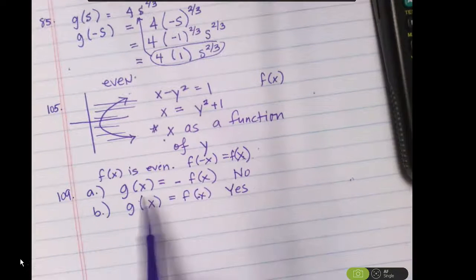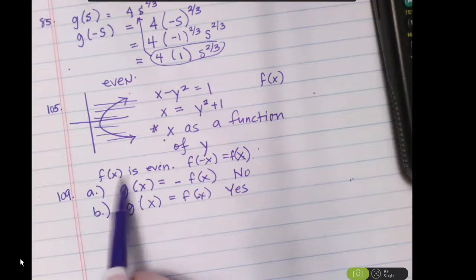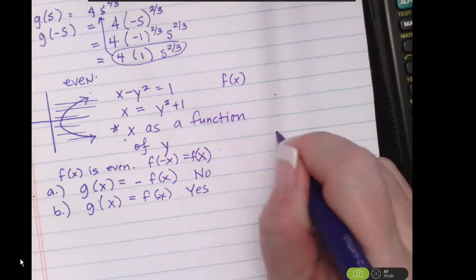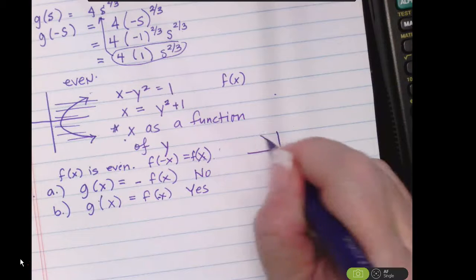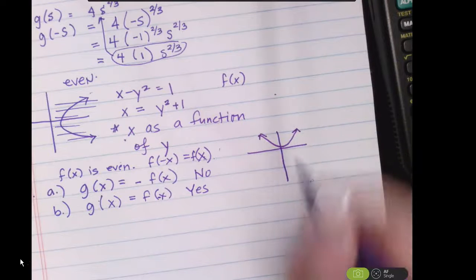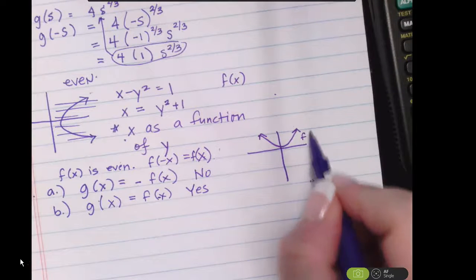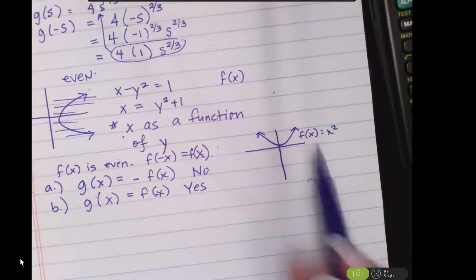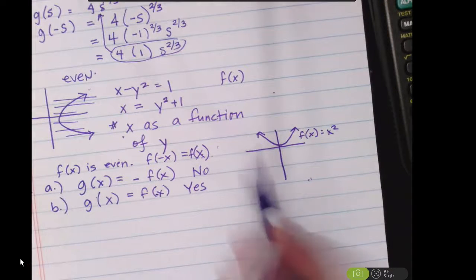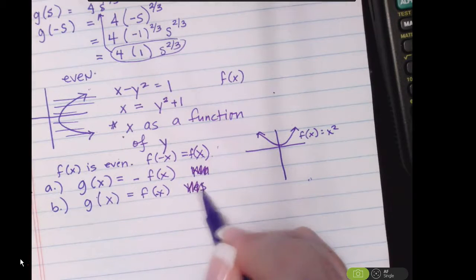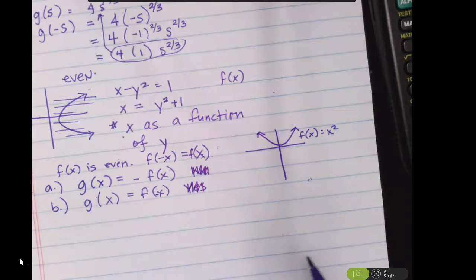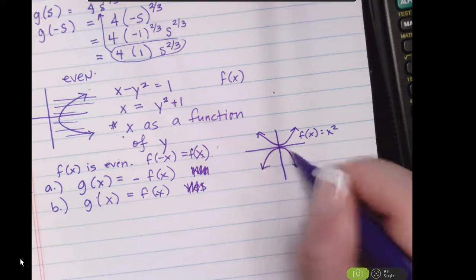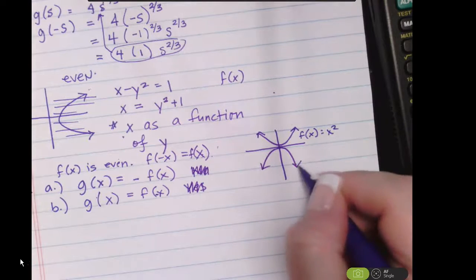Okay, so f of x is even. So let me start and let me just picture f of x as a parabola. As the parent function, f of x equals x squared. That's the most basic even function there is. So for letter A, they're telling us g of x is equal to negative f of x. So for letter A, g of x would simply be negative f of x. And so is it even or odd?